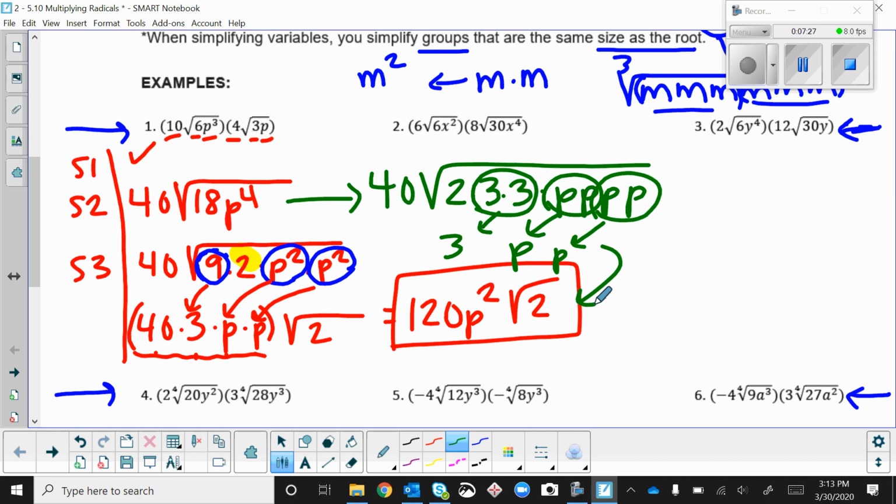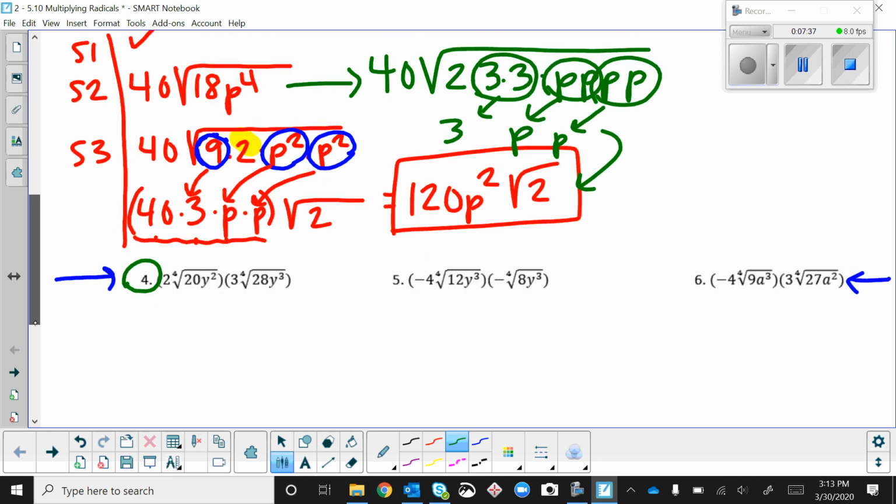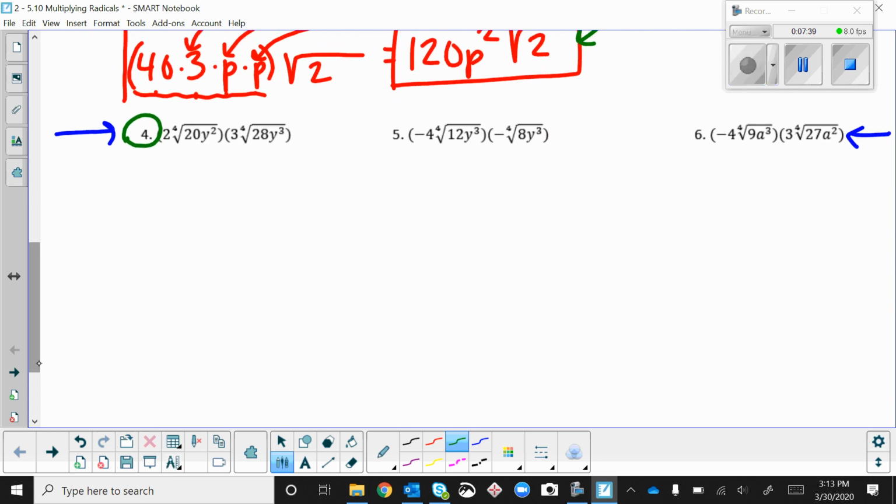So you can try 2 and 3 on your own. They're both square roots. Let's look at number 4 down here. Everything on the bottom is 4th roots. Step 1 is the same. Check that the roots are the same. They are. They both have 4th roots, so that checks.